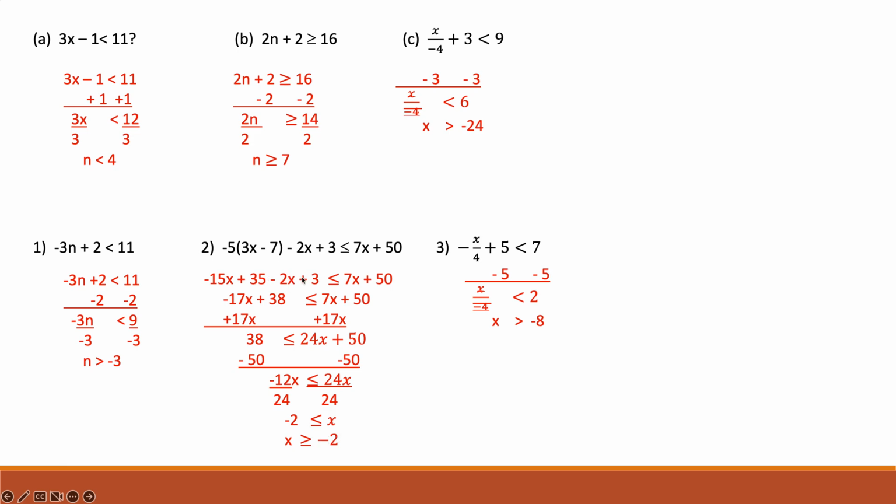And last but not least, had you worked on the second problem here in the middle, the big long one, if you would have chosen instead to subtract 17x, then worked out the problem, you would have had to divide by a negative at the end, and that would have arrived at the same exact solution. So either way, it gets you the same solution.